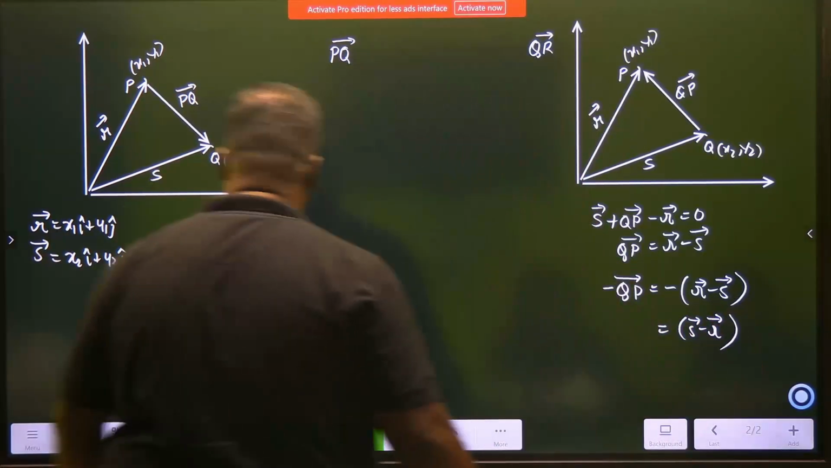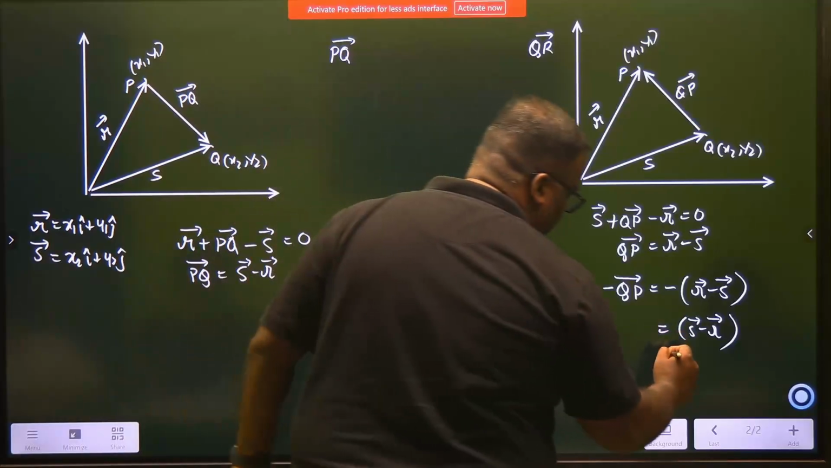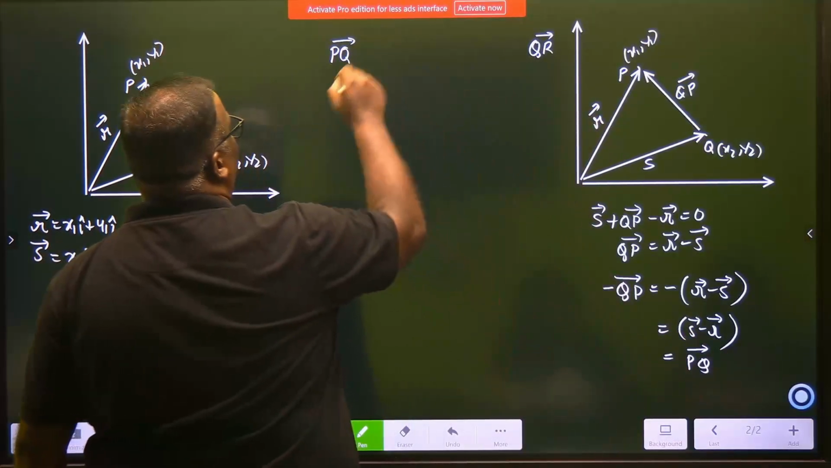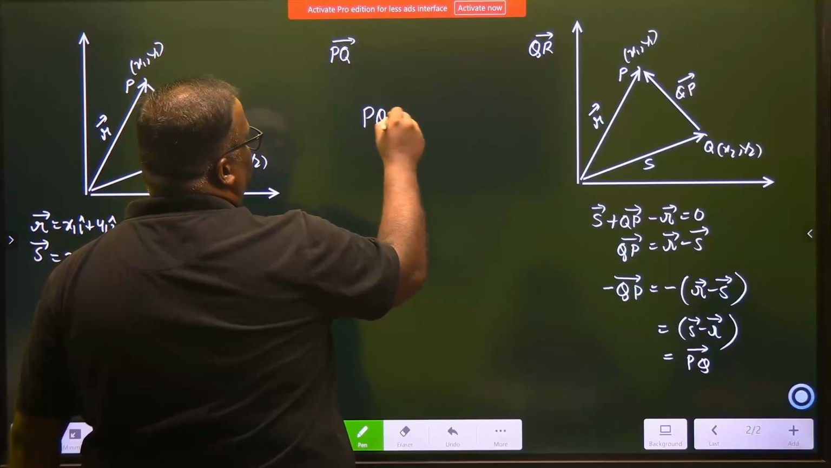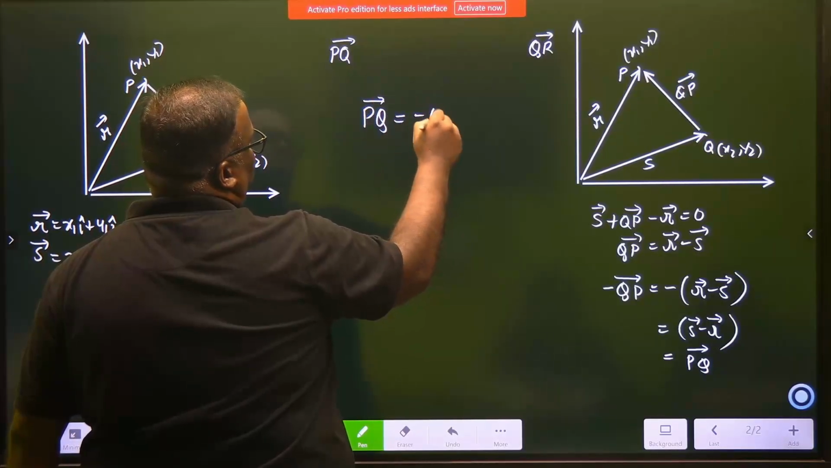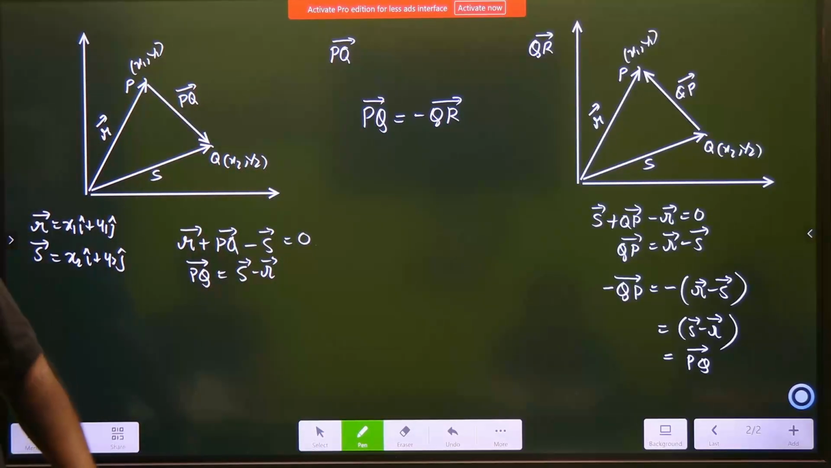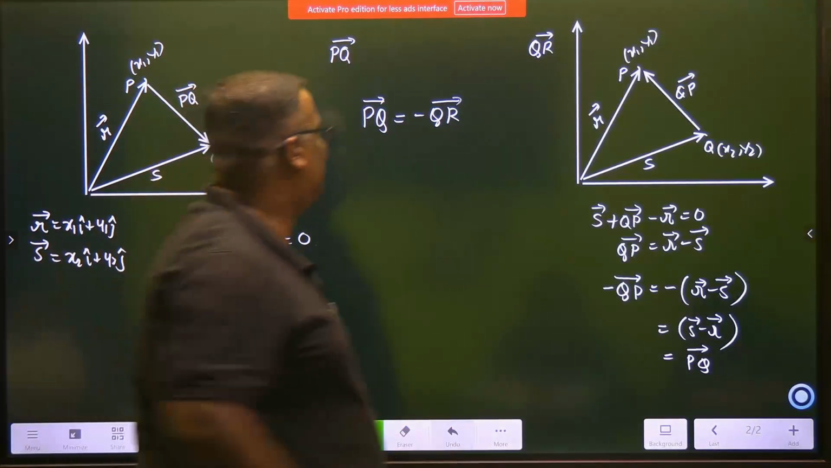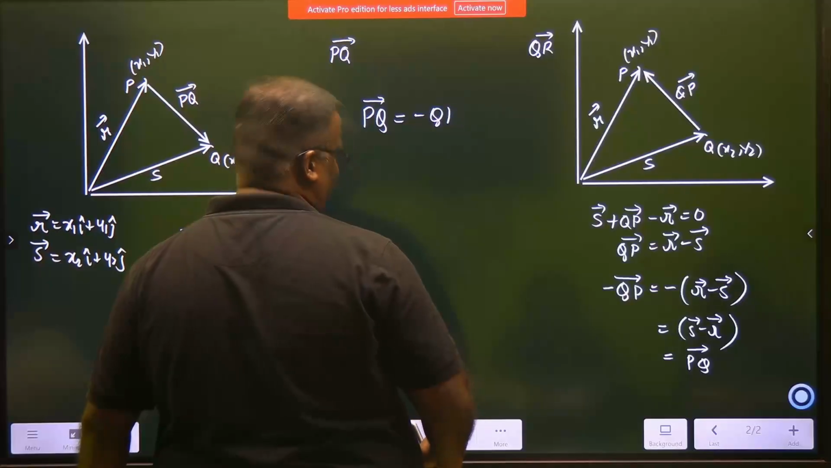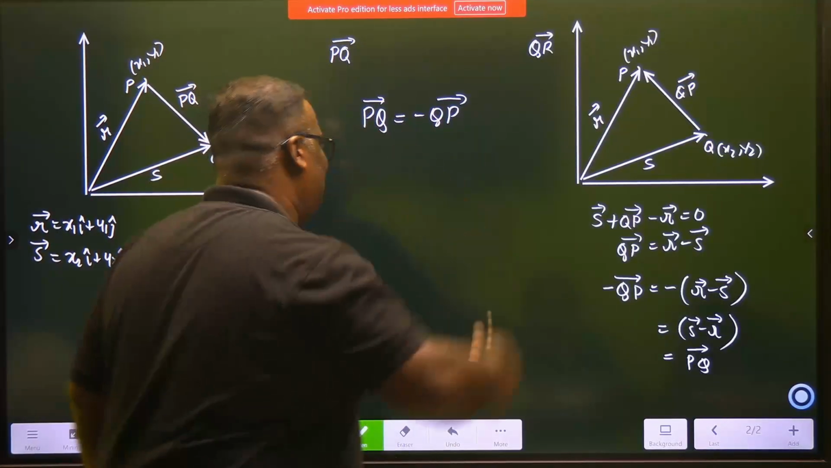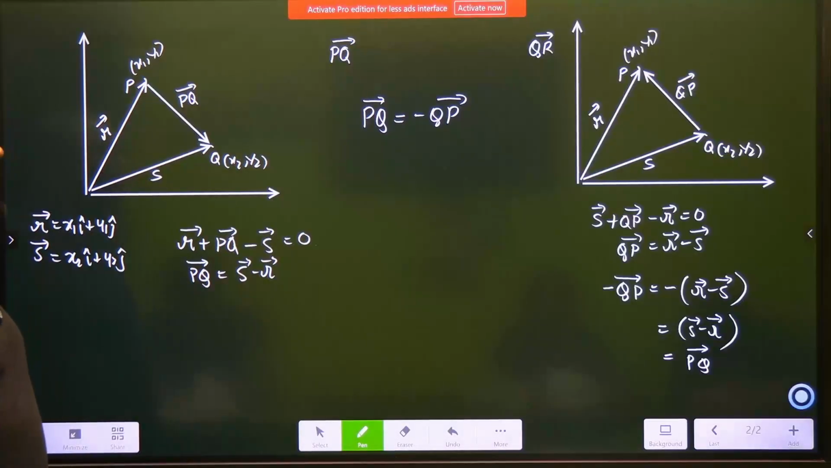Do you agree? Can I not write this as PQ vector? So we understand that in vector algebra, PQ is just the opposite of QP. Again, QP, I'm sorry. That is, excitement wins over vocabulary sometimes. So PQ is the negative of QP. Is it clear now?